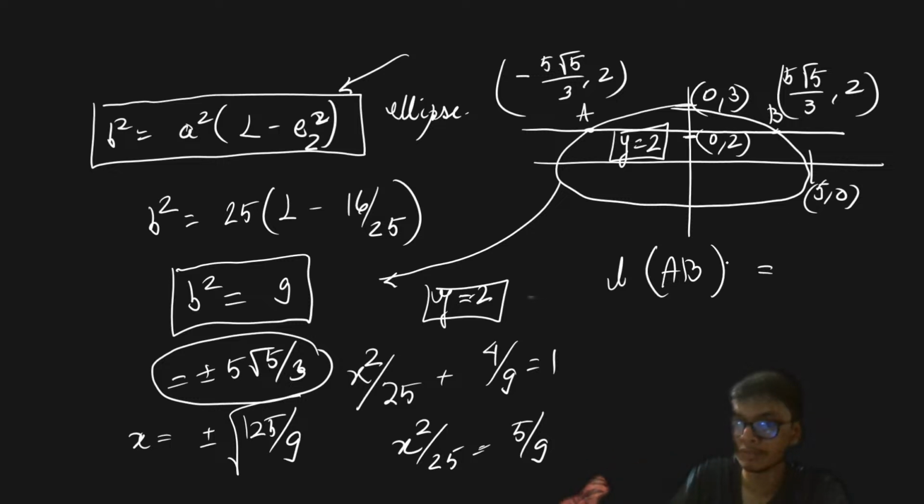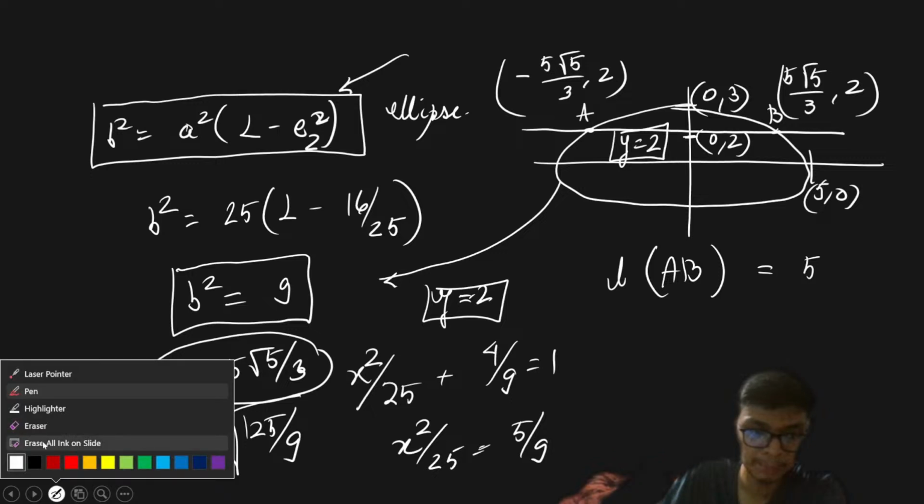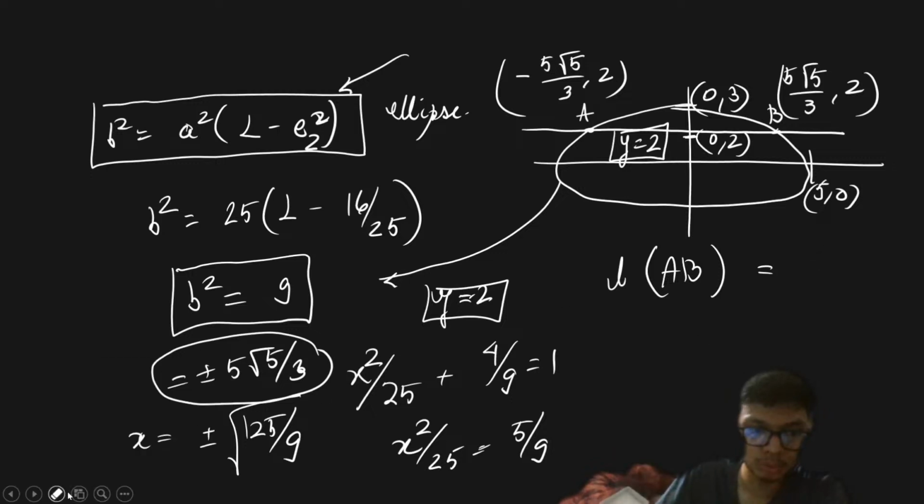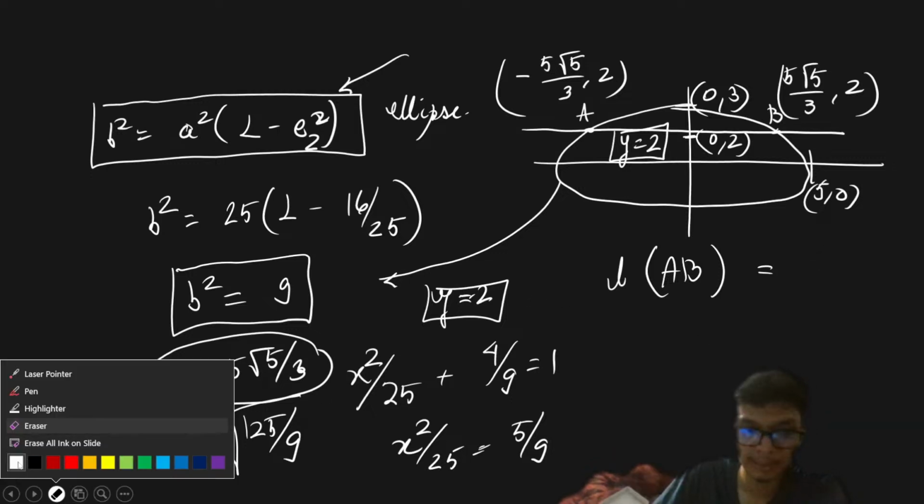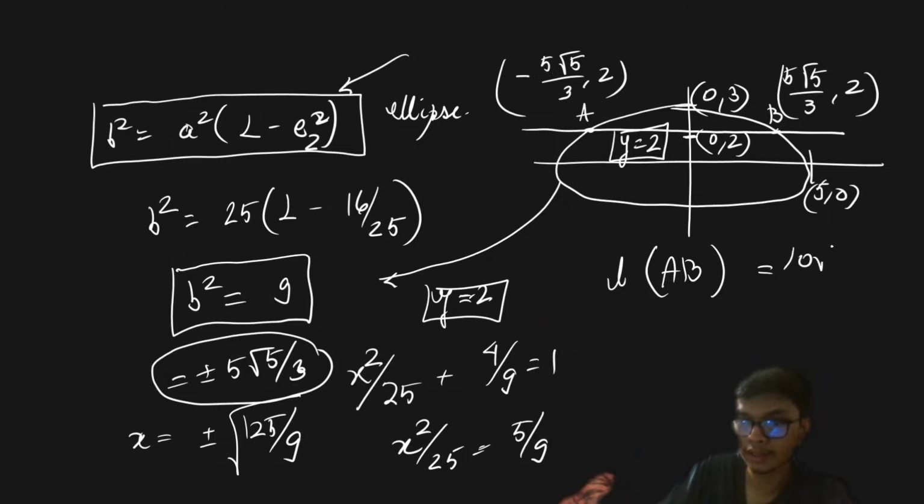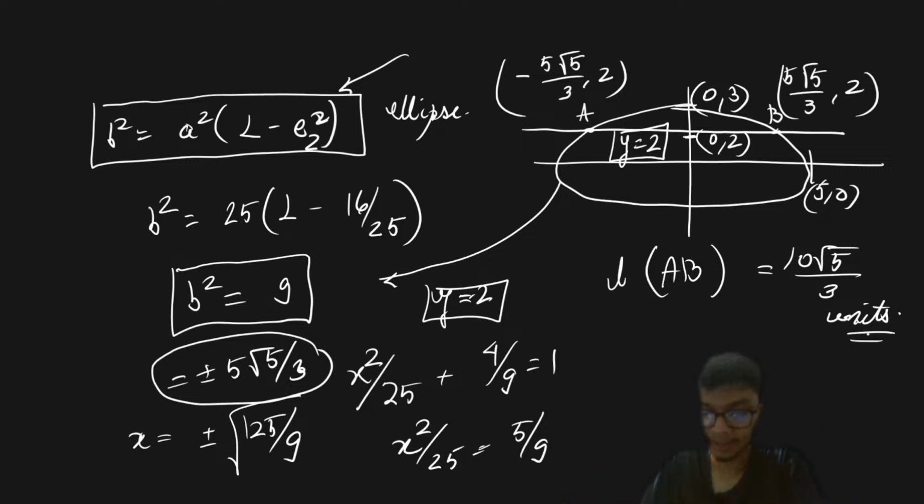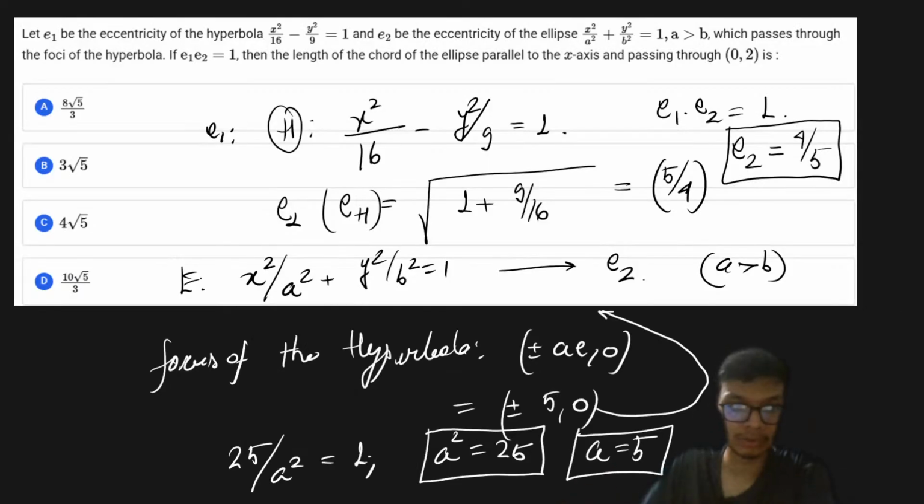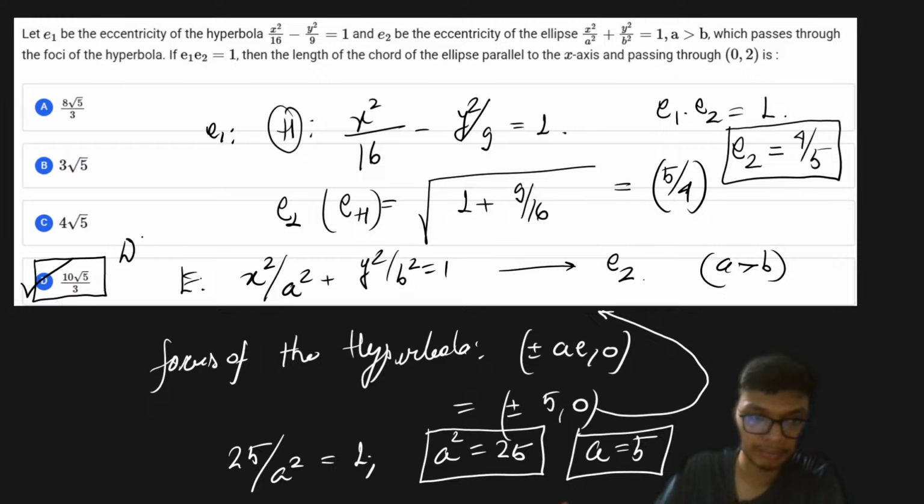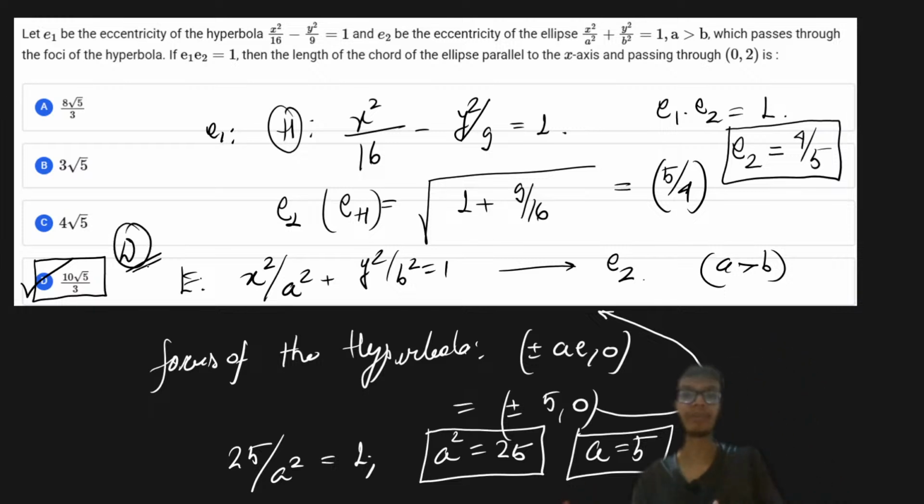So from this I will find the length of AB. The length of AB is going to be 2 times 5 root 5 by 3, which is equal to 10 root 5 by 3 units, right? So from this I will get my answer for this particular problem as option D. I hope this part is clear to all of you. This is a very straightforward problem, just using the concepts of an ellipse and a hyperbola to solve the problem, right?